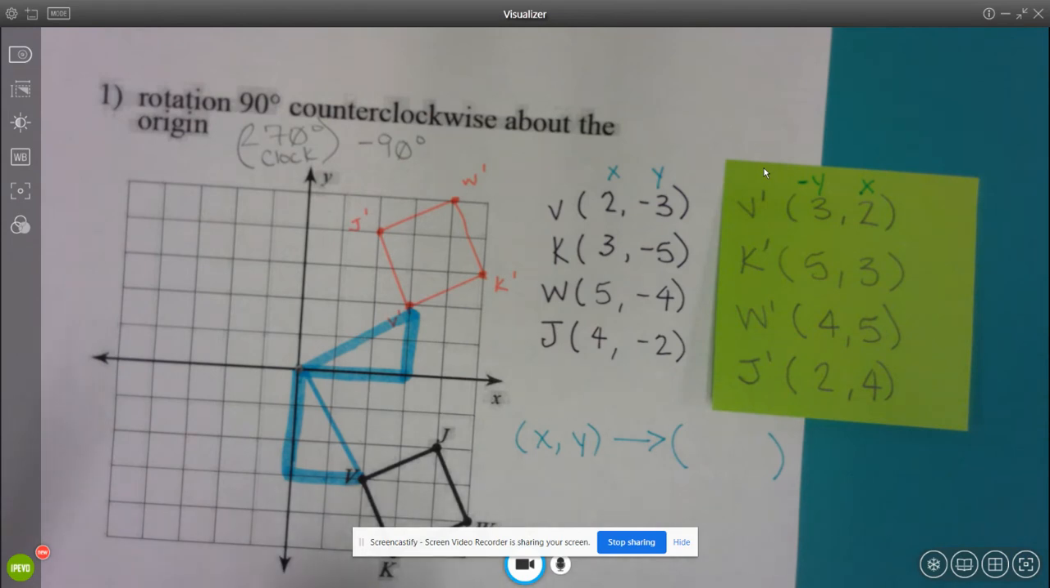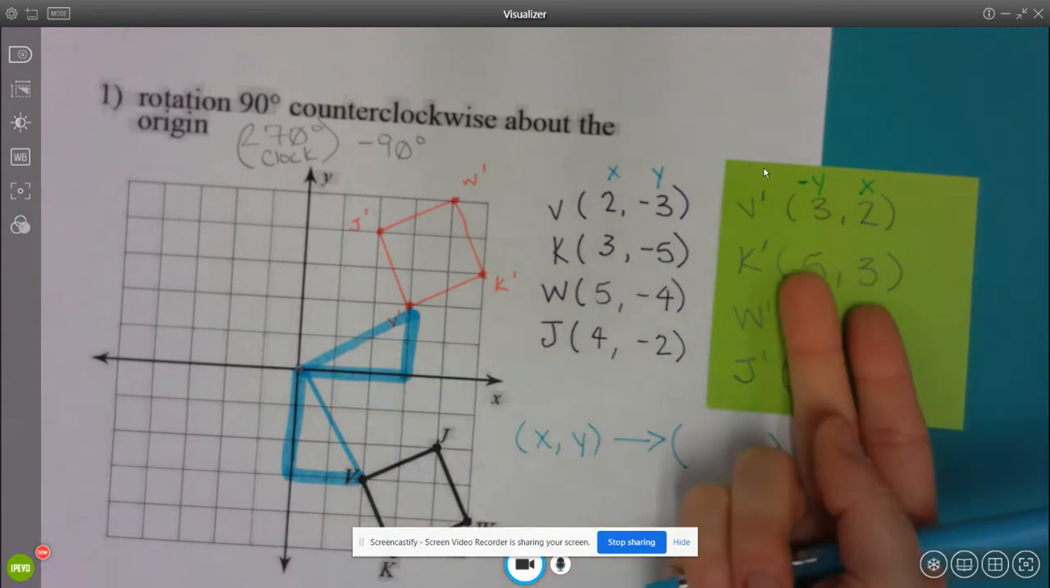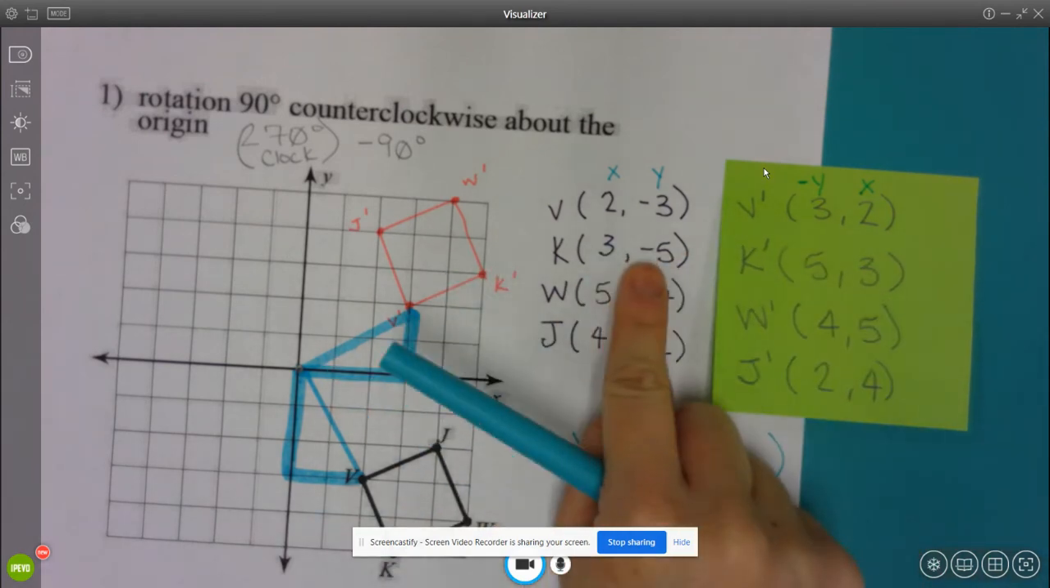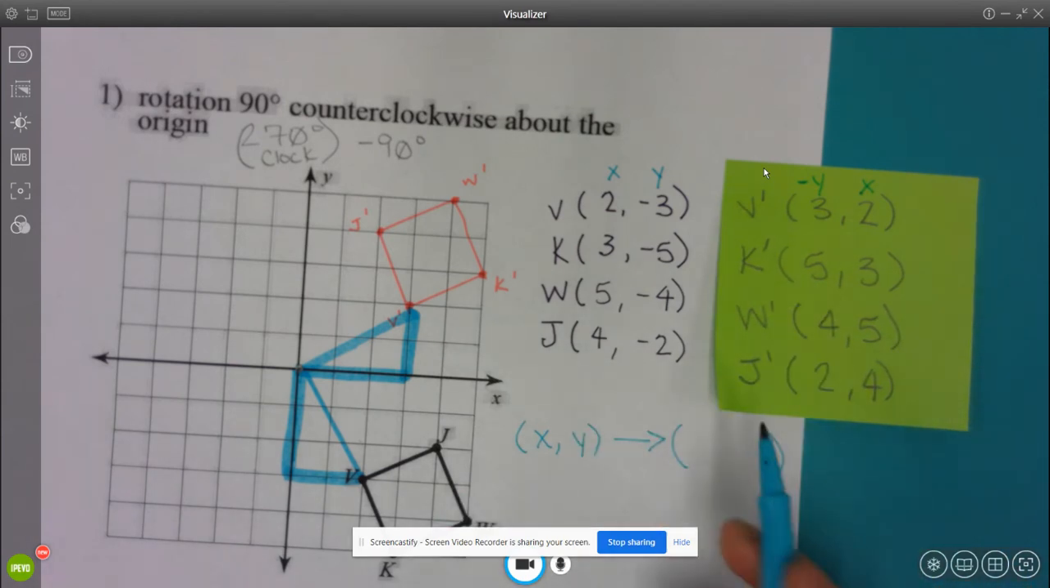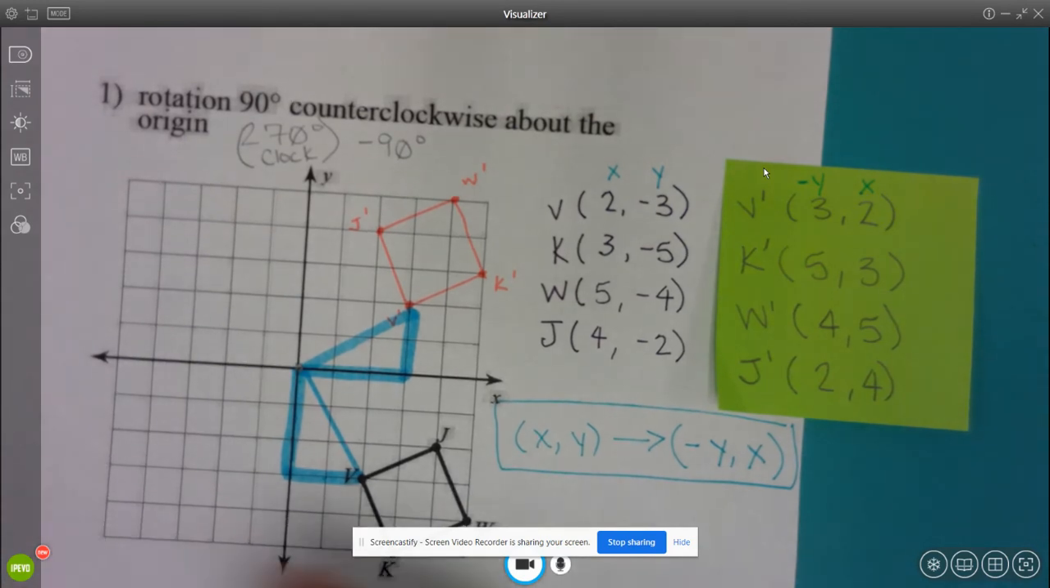And I'm going to check and see if that follows suit for every point. So these should flip, and the 5 needs to be the opposite, so it would be positive. And that is true for all of them. So for a 90-degree rotation, this is your rule. And that's 90 degrees counterclockwise.